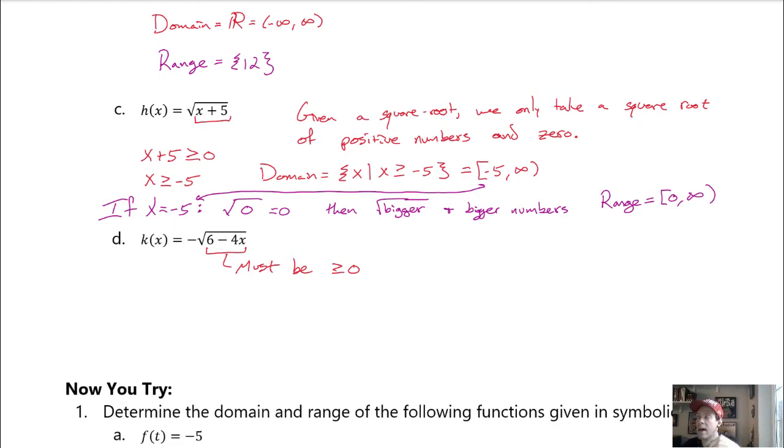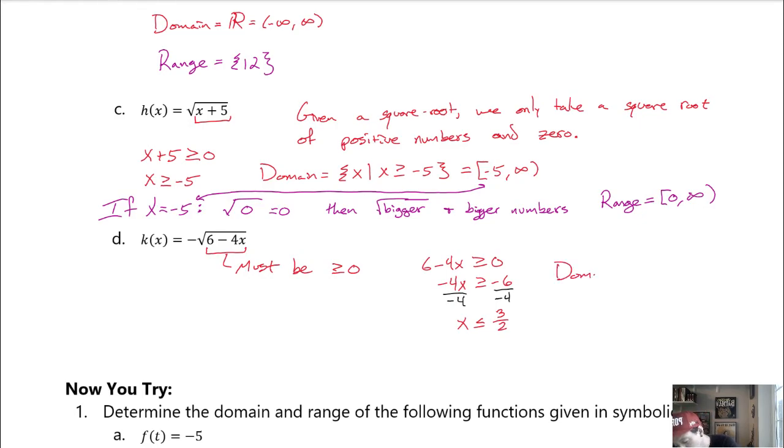So we just have to realize that and then say, okay, I can take the square root of anything bigger than or equal to 0. So we write 6 minus 4x has to be greater than or equal to 0. We'll subtract the 6 from both sides to get negative 4x is greater than or equal to negative 6. And then we need to divide by a negative 4. And this is going to result in flipping the inequality because we've divided by a negative. On the right side, the negatives cancel, and this can reduce to 3 halves. So we get x is less than or equal to 3 halves.